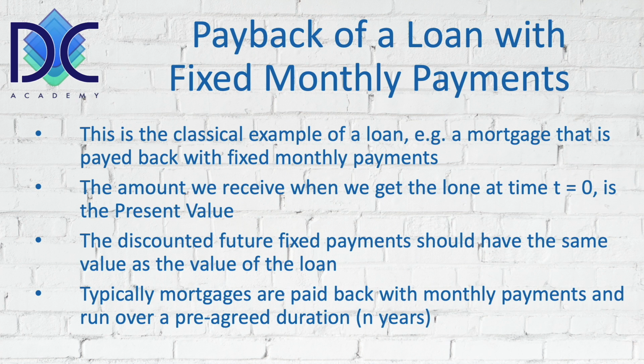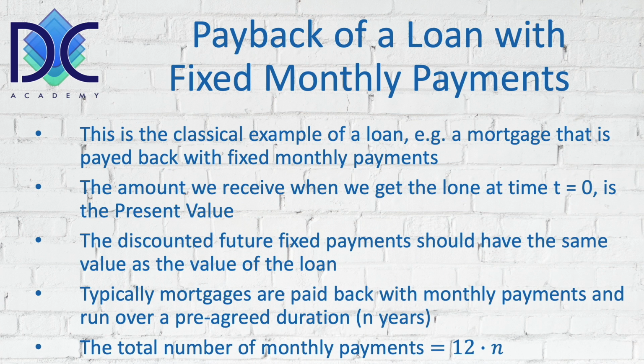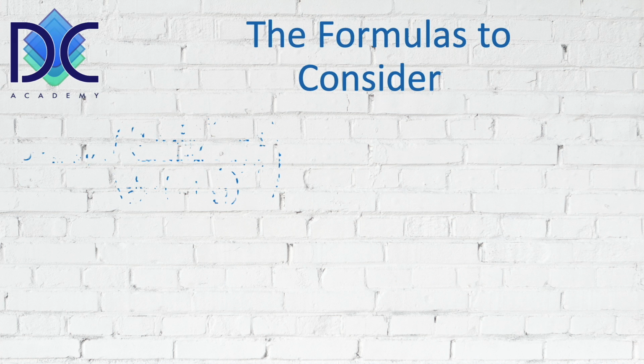Of course, since we are discounting monthly, the number of payments that we have to consider is 12 times n. We have 12 months per year multiplied by the number of years. So when we have a loan of 30 years, we will have to consider 360 monthly payments. It can be quite a table in Excel, but when you understand how to copy-paste without making errors, this is just copy-pasting one formula 360 times. Let's have a look at the formulas that we can use.